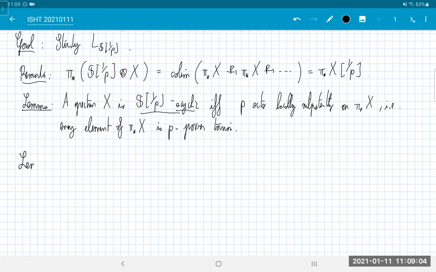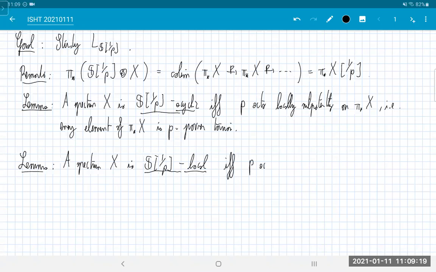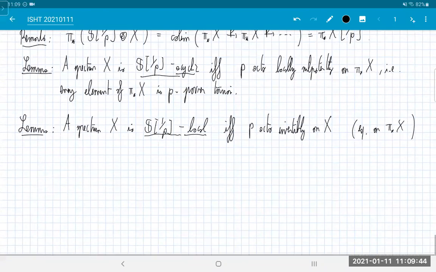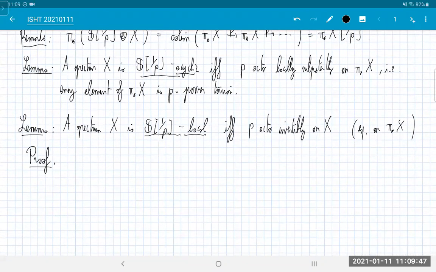So from this, we deduce the following lemma. A spectrum X is S1 over P local if and only if P acts invertibly on X, or equivalently on pi star of X. The multiplication by P is an equivalence, or if you want, every element is uniquely P divisible, choose your favorite statement. Okay. And here goes the proof.